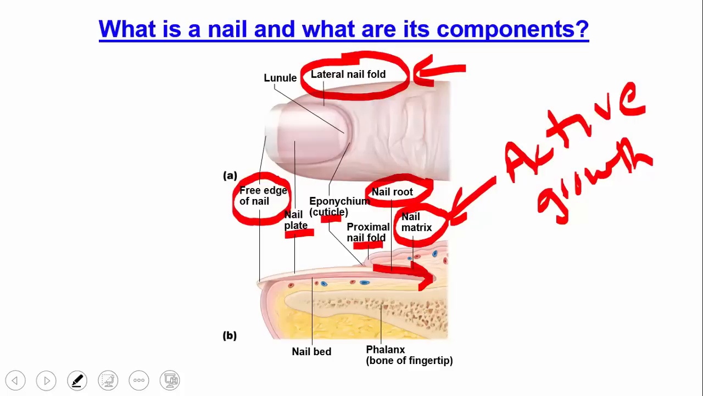The nail also, if we look at the bottom here, rests upon something called a nail bed. And then obviously you see your bone here within your finger, just to give you a reference point. Those are some components of the nail.